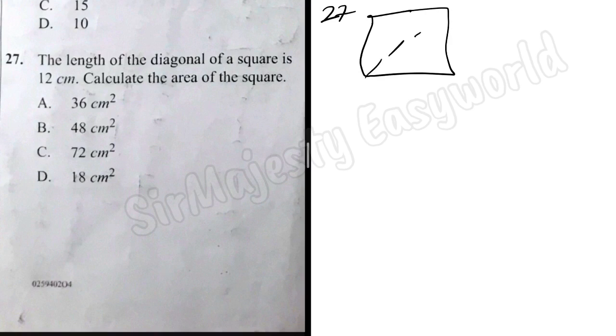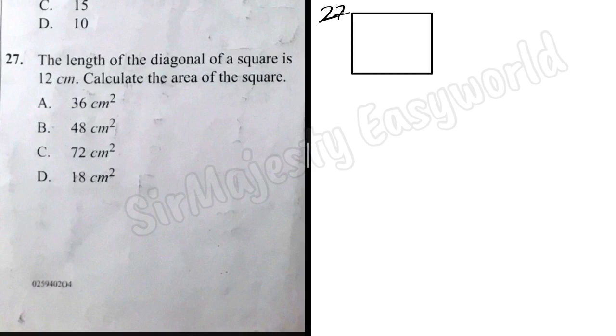That's number 27. The length of a diagonal of a square is 12 centimeters. All sides of the square are equal. Let me draw it properly. So the length of the diagonal of the square is 12 centimeters. To find the area of the square, we have to find the length of the sides. How can we find the length of the sides? We can see that this is a right angled triangle.